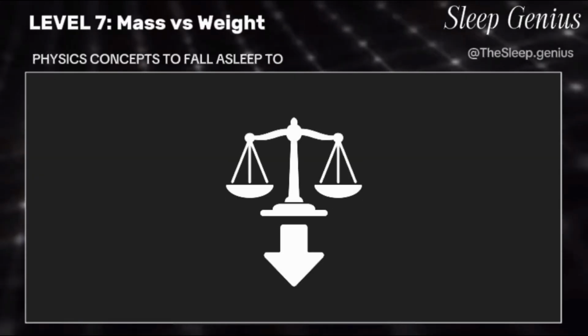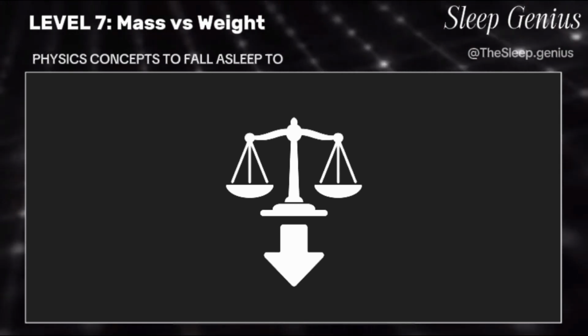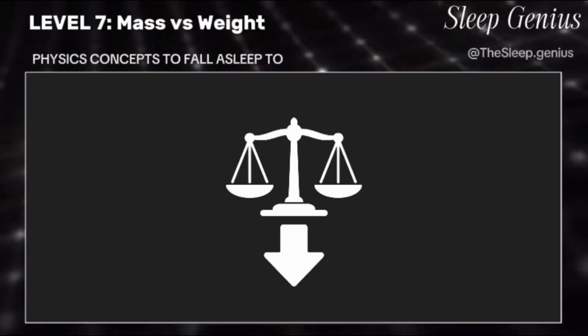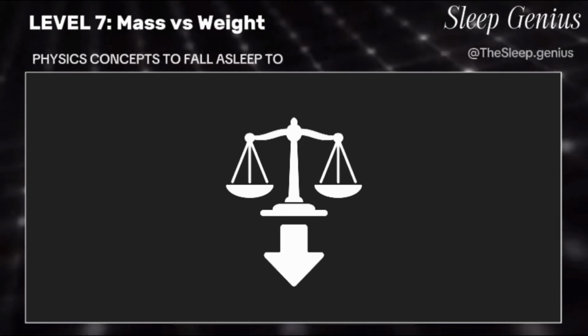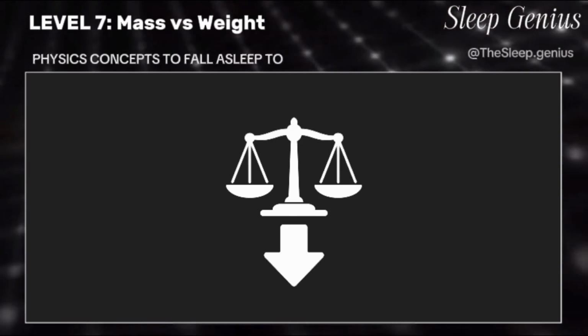Mass is the amount of matter contained in an object. Weight is the force exerted by gravity on that mass. Mass does not change with location. Weight changes depending on the strength of the gravitational field. Mass is governed by the law of inertia. Weight is governed by Newton's law of universal gravitation, and the formula is weight equals mass times gravitational acceleration.